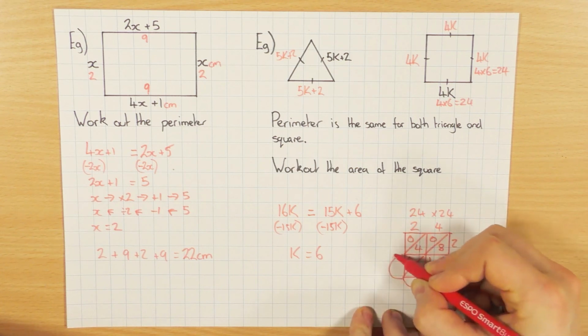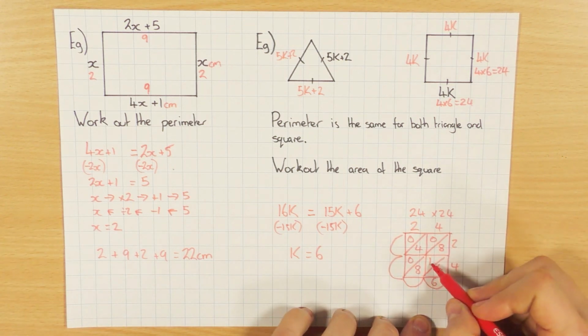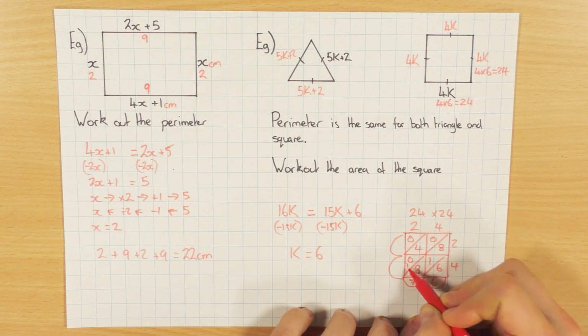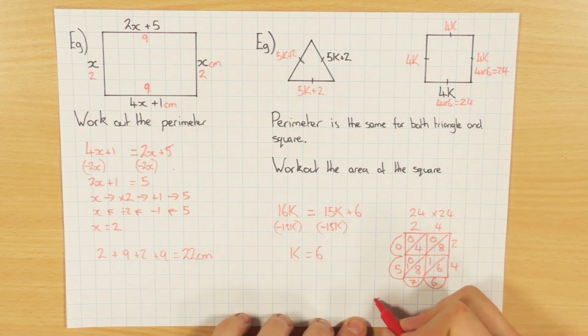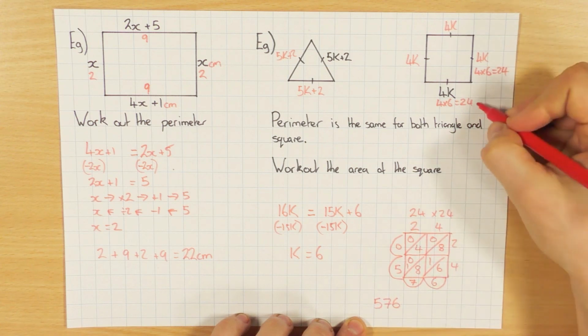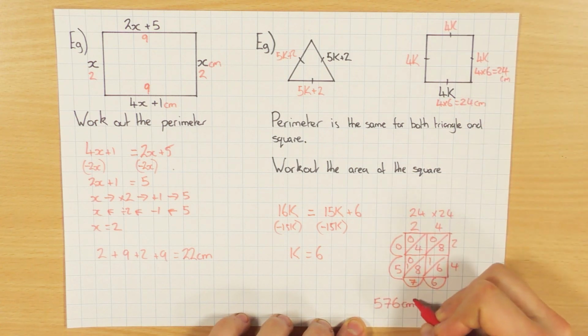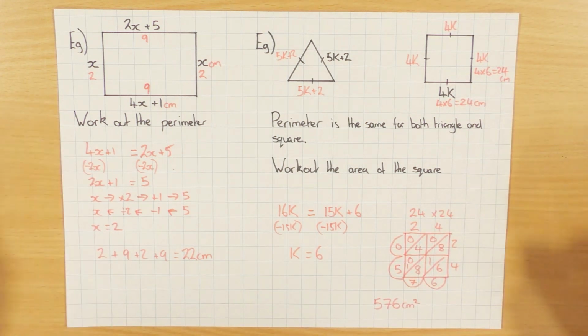Don't forget your pockets. 6 goes into this pocket. 8 add 1 add 8 is 17. So 7 carry the 1. 0 add 4 add 0 add 1 is 5. And then 0 goes in there. So the final answer, 576. And again, if this was in centimetres, it would be centimetres squared, or it could have been metres or millimetres. Okay. So hopefully that's useful, guys.